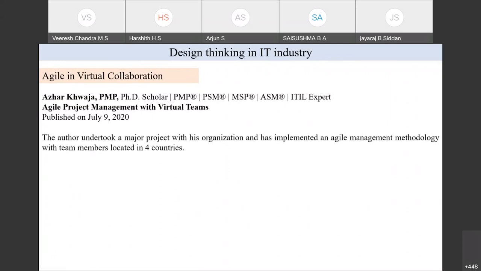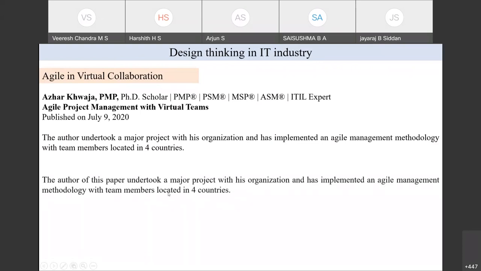He undertook a major project with his organization, and he implemented agile methodology with team members located in 4 countries. Okay, team members are located in different countries. He concluded the paper by saying that the agile methodology can be implemented virtually also, by people sitting in different locations. But there are some vital essentials to be contemplated for effectively managing the distributed team members.